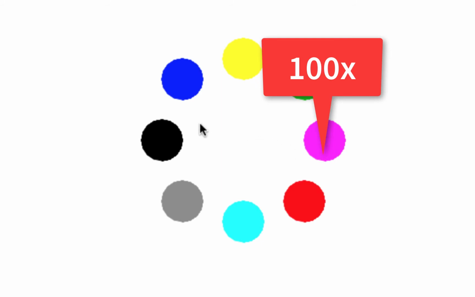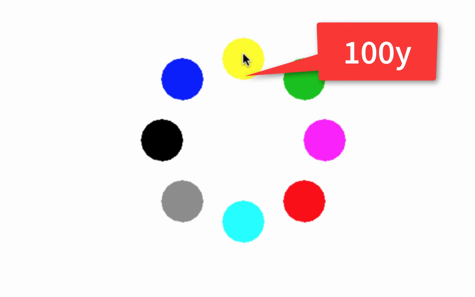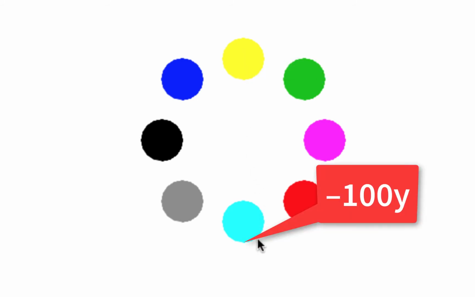And what makes this easy is once you make one, the other one's just going to be symmetrical. So if this is plus 100 in terms of its x, this will be minus 100. If this is plus 100 in terms of its y position, this will be negative 100. So once you get a couple set up, it'll be pretty easy to reproduce.